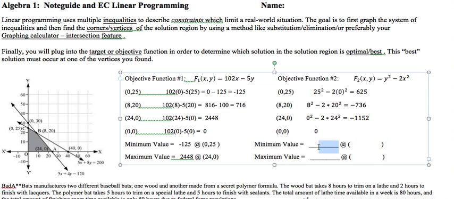Okay, so for this objective function, same solution region. What's our minimum value? I think it's negative 1152, if I'm not wrong again.